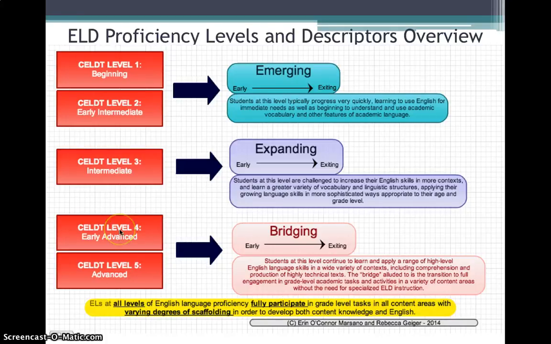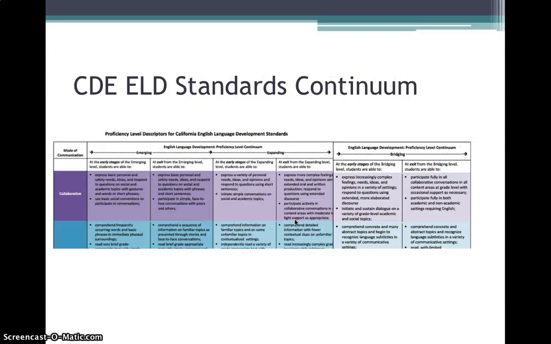Finally, CELT Level 4 and 5 will now be referred to as bridging. Students may be classified as early bridging or exiting bridging. Students within the bridging level continue to learn and apply a range of high-level English language skills. The bridge alluded to is the transition to full engagement in grade-level academic tasks.